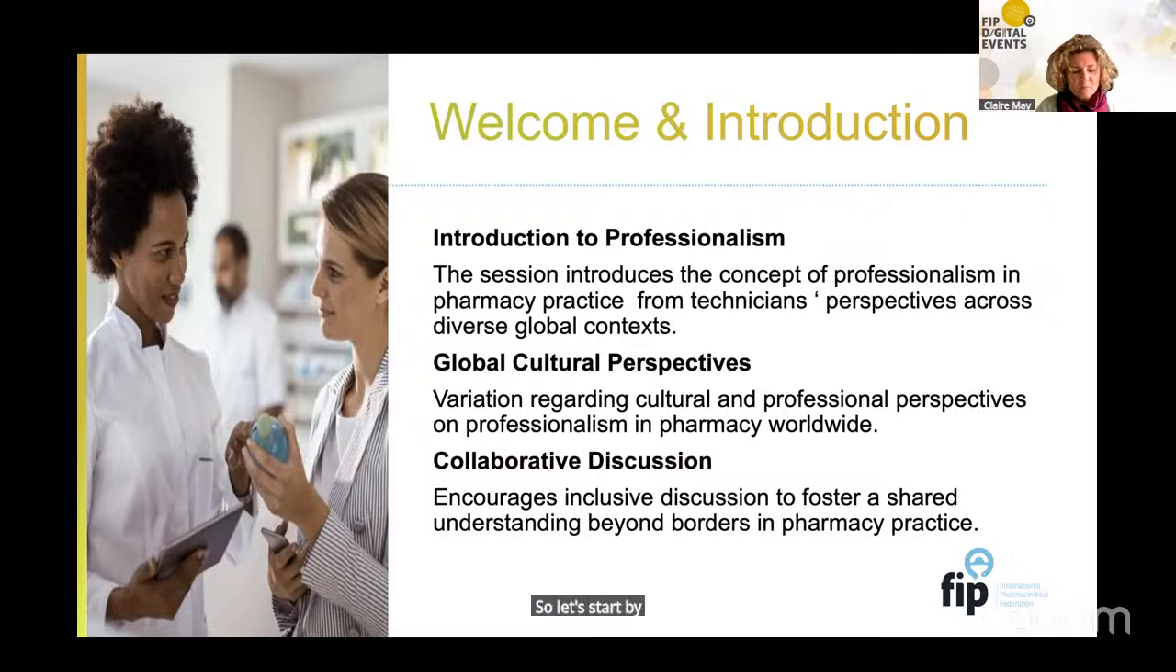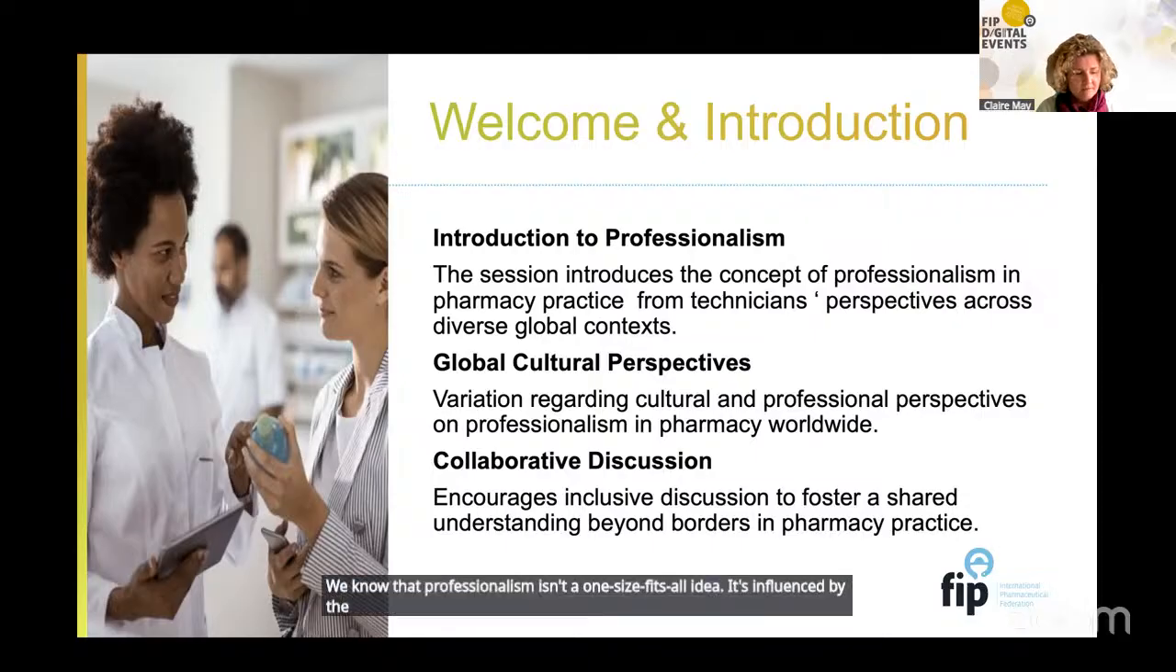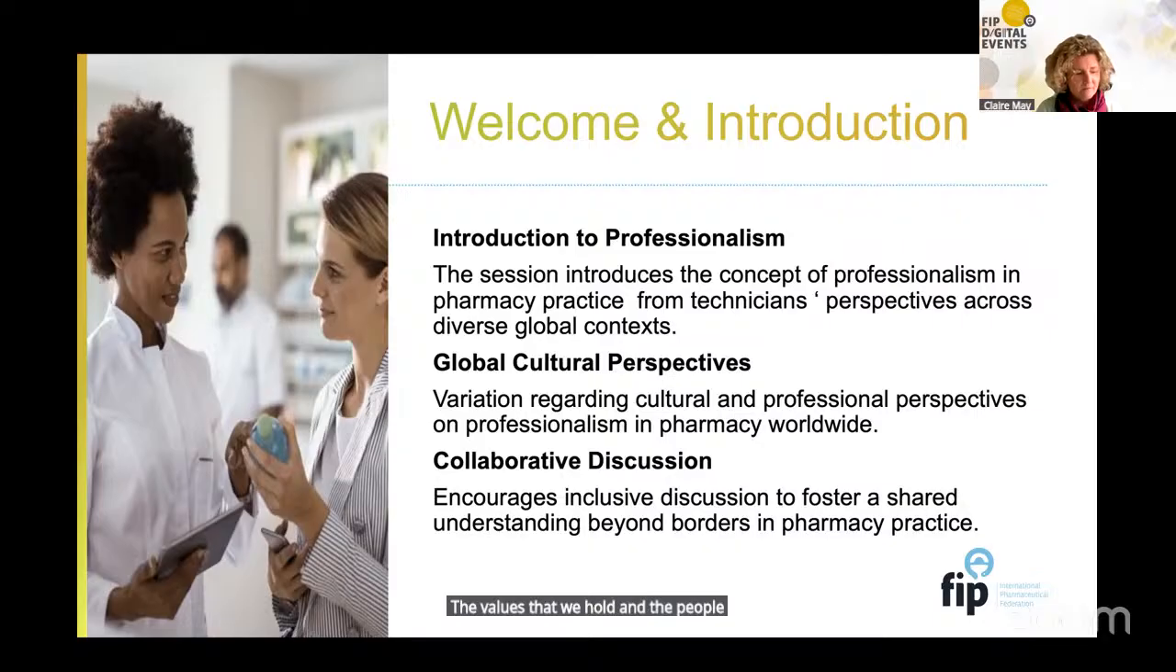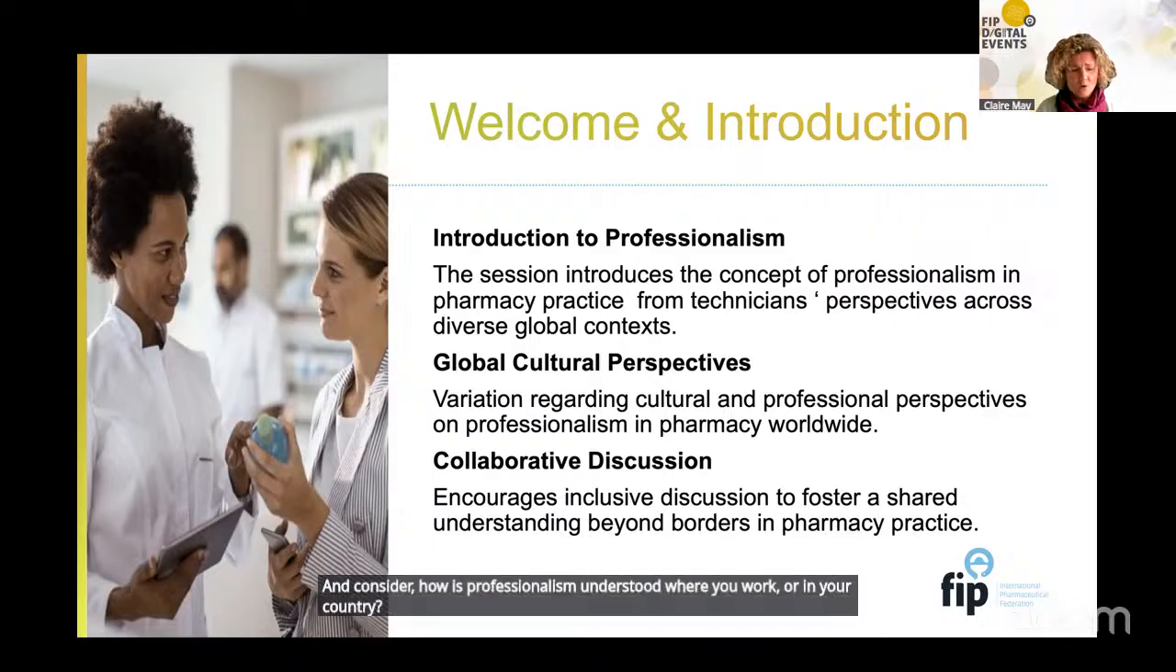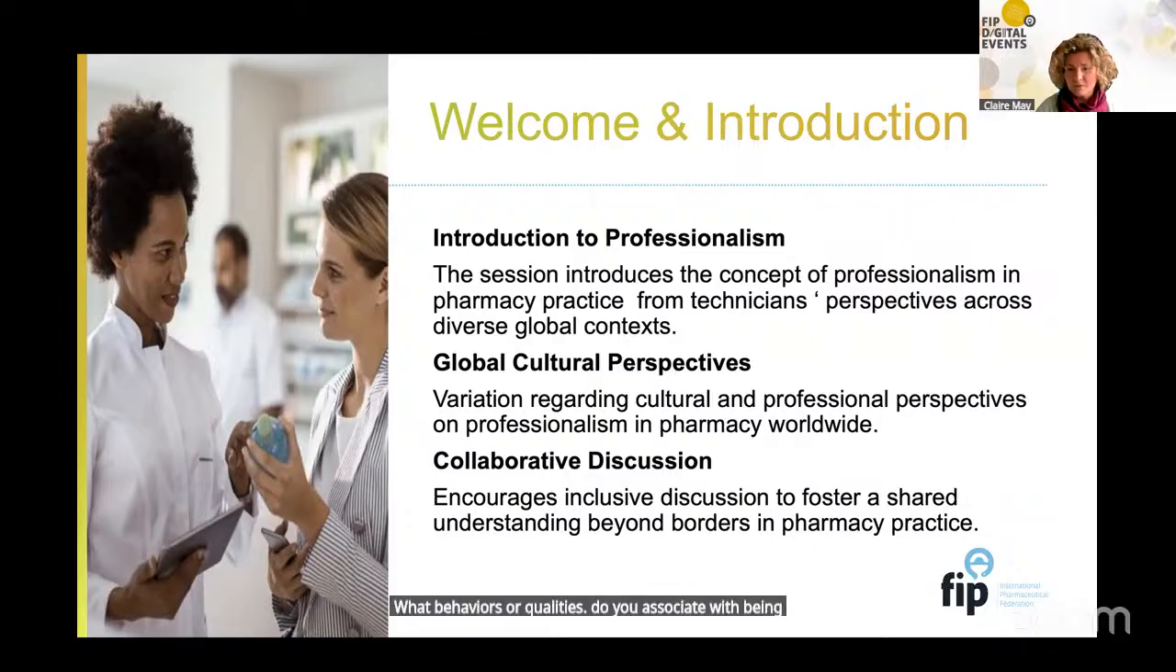So let's start by thinking about professionalism and what it means to us, not just as healthcare workers, but as individuals shaped by different cultures, experiences, and workplaces. We know that professionalism isn't a one-size-fits-all idea. It's influenced by the systems we work in, the values that we hold, and the people that we serve. So I'd like to invite you to take a moment and consider, how is professionalism understood where you work or in your country? What behaviours or qualities do you associate with being professional? There's not one single right answer here. So just take a chance to explore professionalism and what it looks like in real life for you. And we'll talk about why it really matters in the care that we provide.